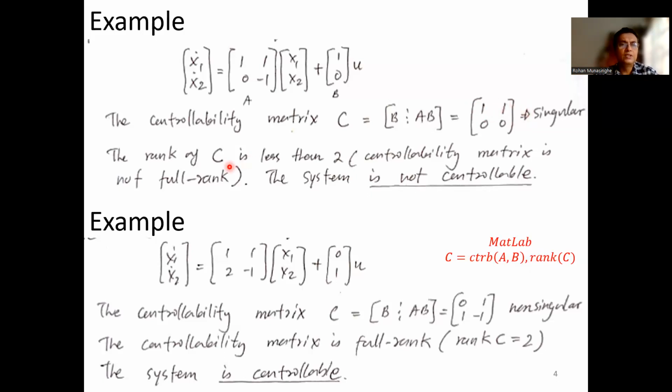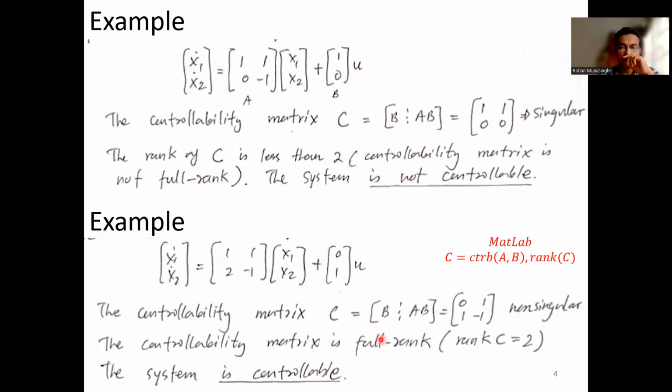So your conclusion is the rank of C is less than 2. It has only one linearly independent row, this or that. The other one is linearly dependent. The controllability matrix is not full rank. It's not full rank. The system is not controllable. Okay.